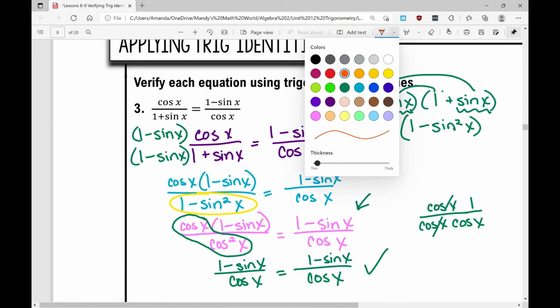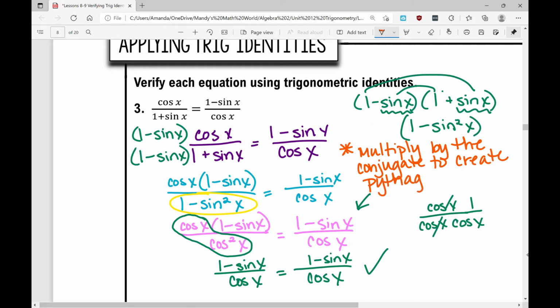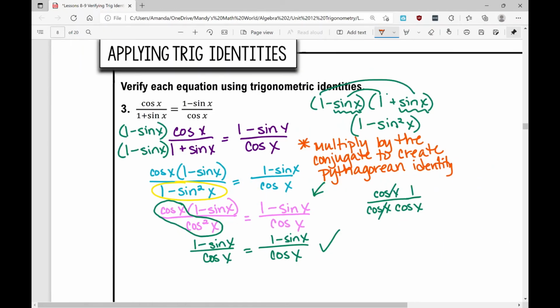So if you want to write some notes on here, I would write here that we multiplied by the conjugate to create a Pythagorean identity. And that eliminates that plus sign in that denominator, right? It eliminates the plus sign. We get a minus sign. And that's how we do that.